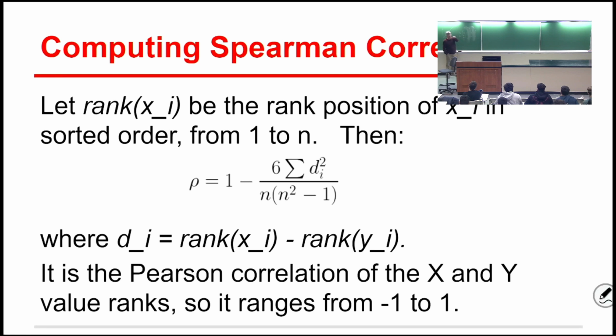Someone in here has the lowest social security number of anyone here. I don't know if you feel proud of that or not. Someone here has the highest one, right? Social security numbers by rank go between 1 and n.